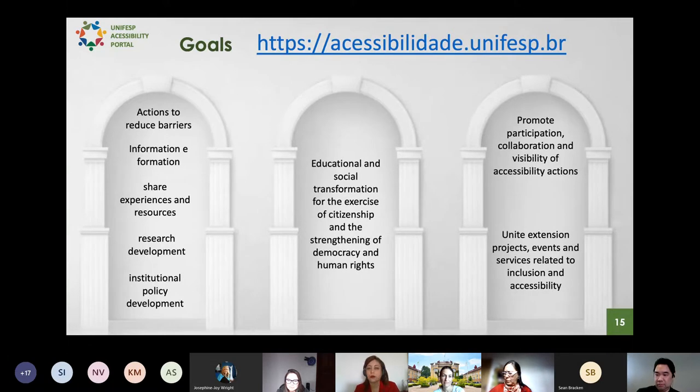So, as well presented previously, the development of the portal is in line with the axis of the accessibility and inclusion network established in the inclusion policy of UNIFESP.